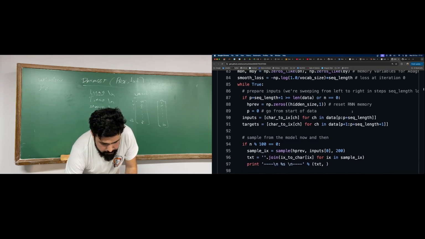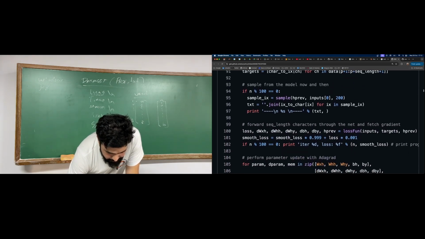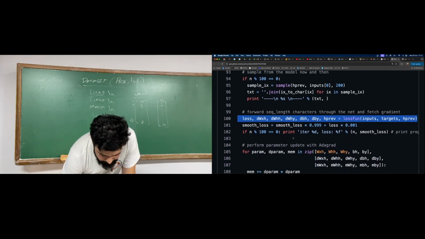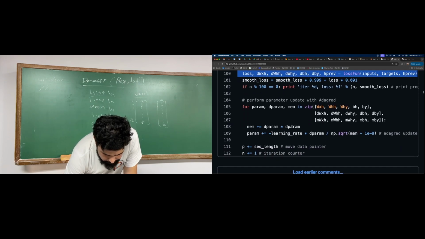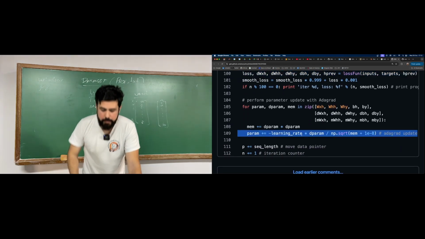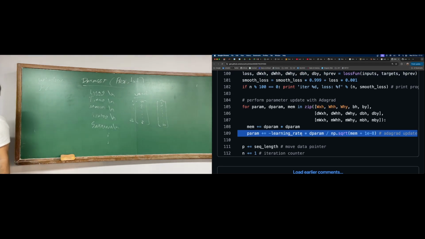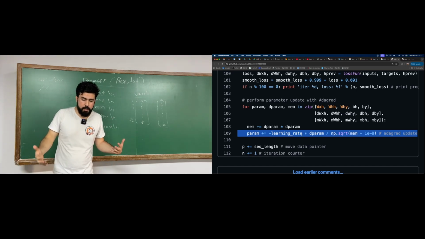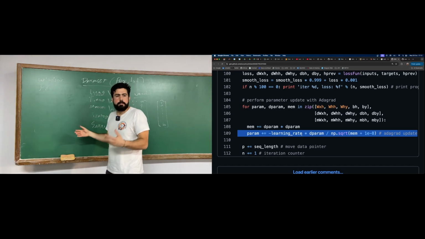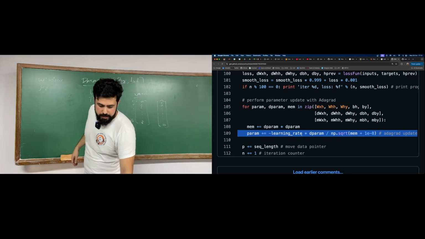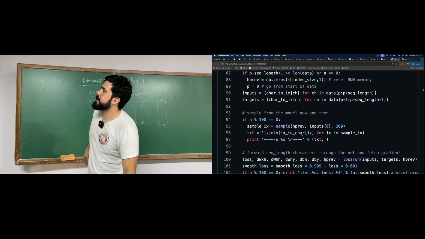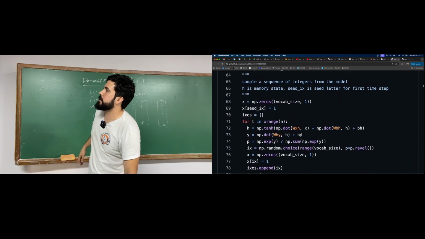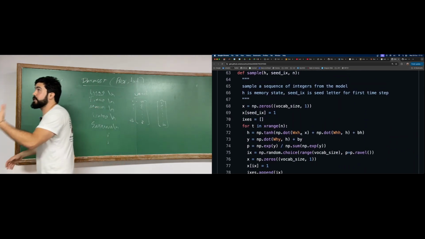Here, this is the training loop. Why true? It's a while true, but anyways. And here are the gradients, right? And here is gradient descent. Here's the update step of gradient descent. He's using AdaGrad, which is very similar to RMSprop. Yeah, there's no time to discuss every line, but one thing that I would like to talk about is this function of sampling.